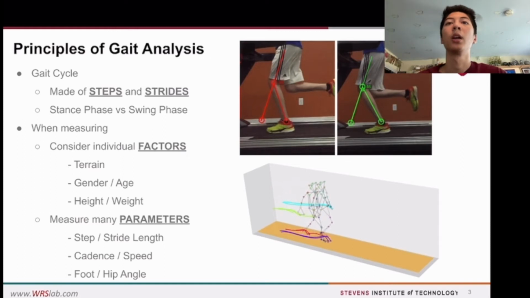And when measuring a patient through gait analysis, be sure to consider individual factors such as the terrain. Obviously, a patient walking on rocky substance is going to be different than walking on flat land, and make sure to account for their gender and age and their height and weight when considering how they will walk. Also, be sure to measure different parameters such as their step and stride length, as well as the speed that the patient can walk at and their foot and hip angle.